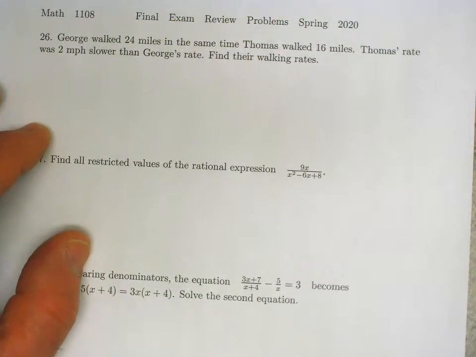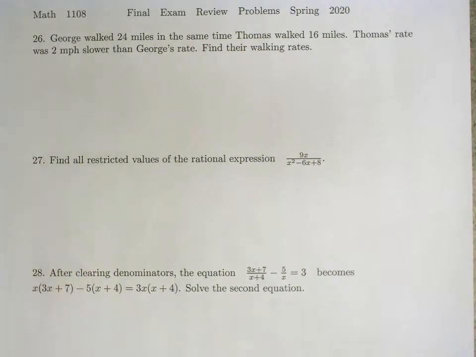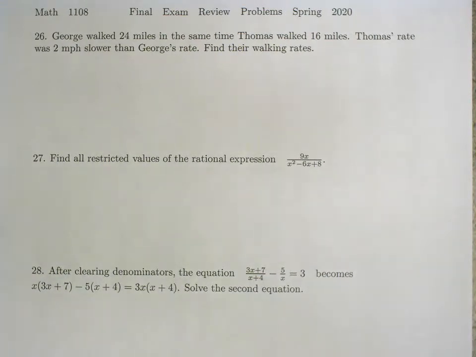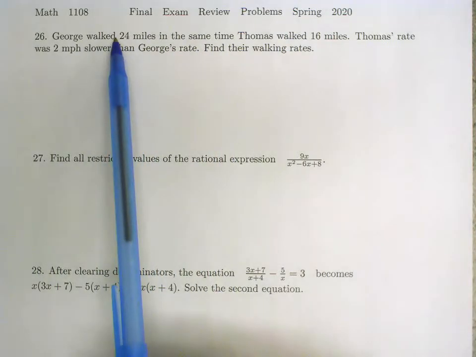Okay, the next problem, another word problem. George walked 24 miles in the same time Thomas walked 16 miles. Thomas's rate was 2 miles per hour slower than George's rate. Find their walking rates. Okay, it makes sense. Thomas's rate has to be slower than George's rate because in the same amount of time, George walked a further distance than Thomas.